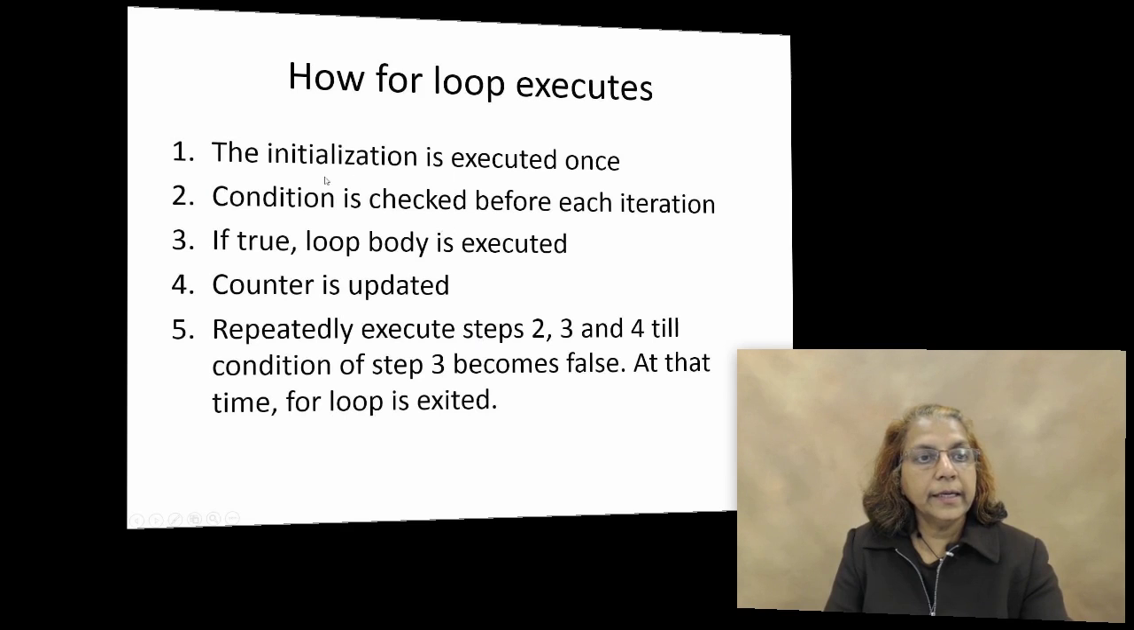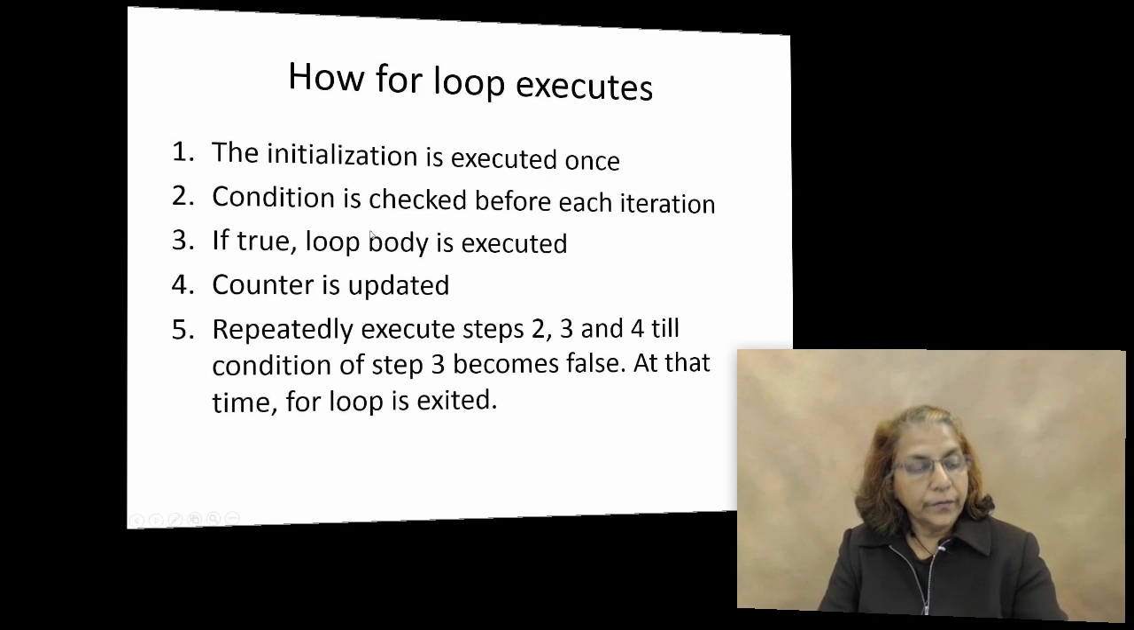So, I told you already, initialization is executed once, then the condition is checked before each iteration. If it is true, the loop body is executed, and then the counter is updated, and again we test the condition. If it is true, the loop body is executed, and then the counter is updated. So, we keep on repeating steps 2, 3 and 4 till the condition of step 3 becomes false. At that time, the for loop is exited.